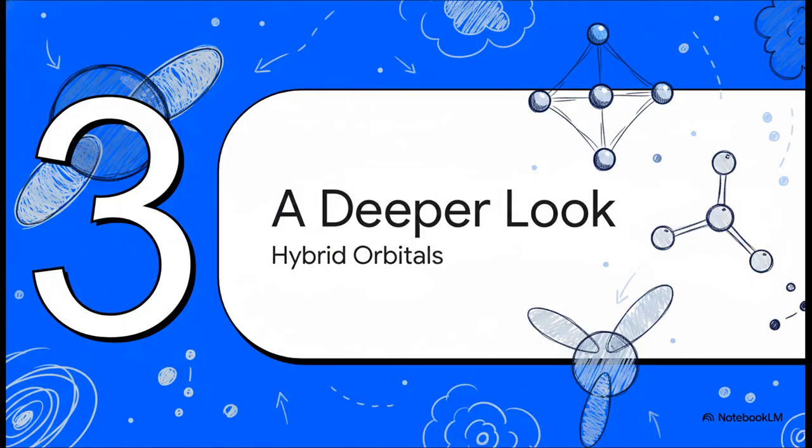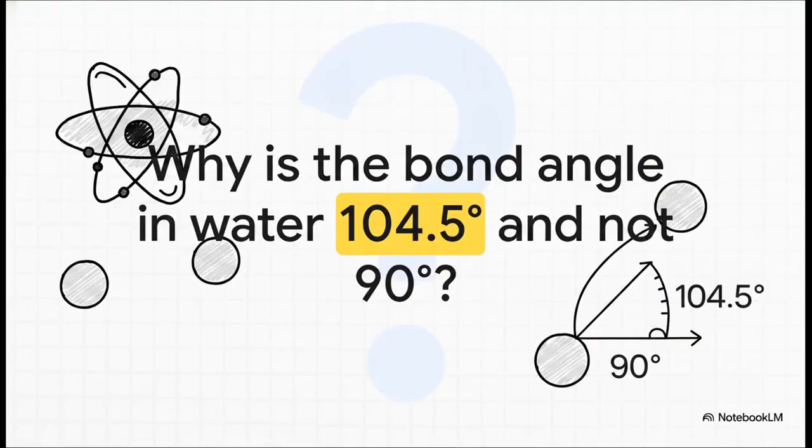Okay, so VSEPR is fantastic for predicting shapes. It really is. But it doesn't really explain why bonds form at these exact angles. It's a great model, but it's not a fundamental explanation. To get that, we need to dig a little deeper into the quantum mechanics of it all. And here is the exact puzzle that VSEPR just can't solve. We know an oxygen atom has its valence electrons in s and p orbitals, and we also know the p orbitals are all arranged at 90-degree angles to each other.